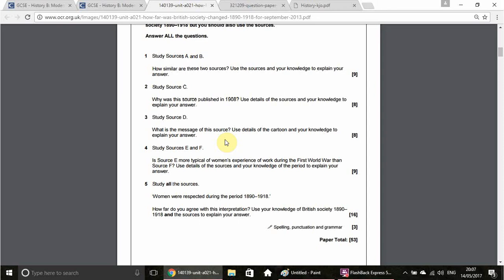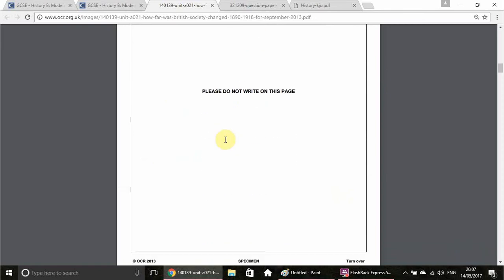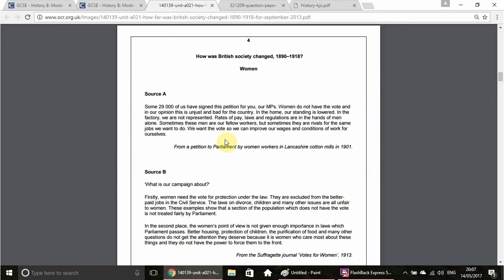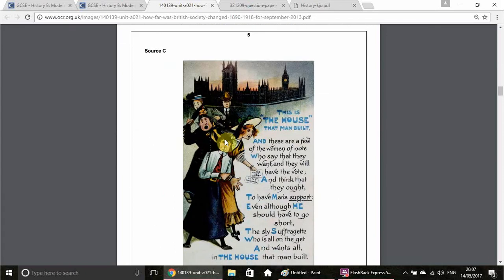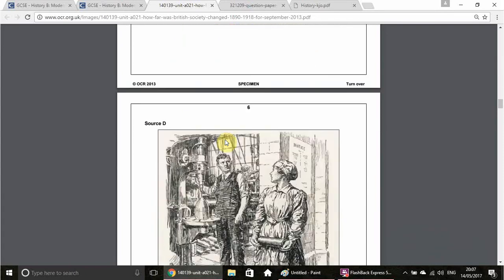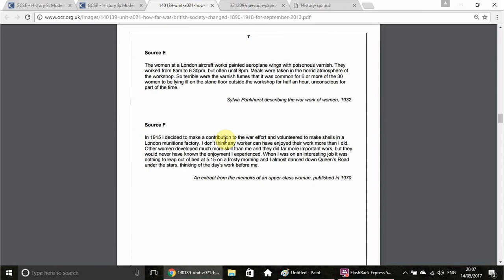Okay, so let's start off by thinking about how do you annotate the sources then. In this paper, you'll generally get A to E, so obviously 5 sources. This one has 2 written sources to start with that you're going to be asked to compare, a cartoon, another cartoon, and then 2 more written sources. This one's got 6 sources instead of 5. And again, you'll be asked to compare the 2 written sources. It will not always be like this.